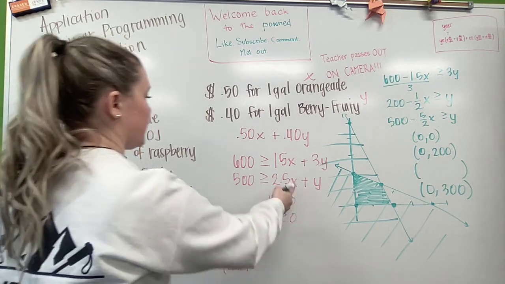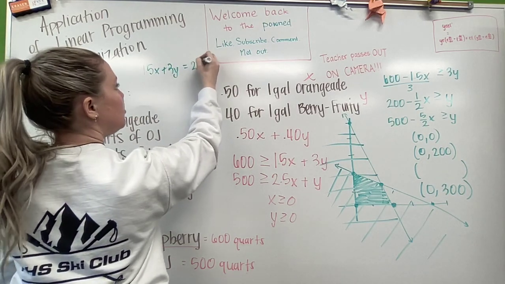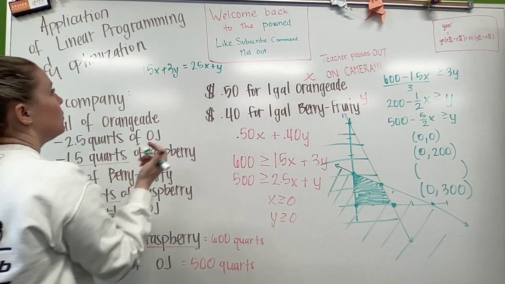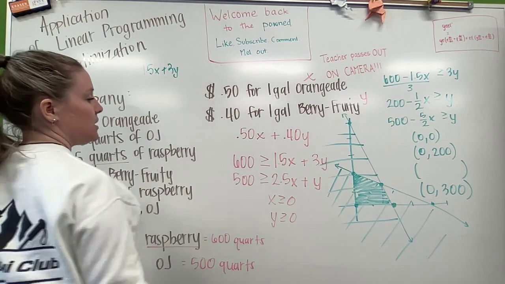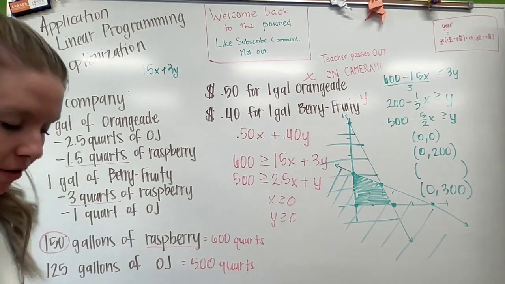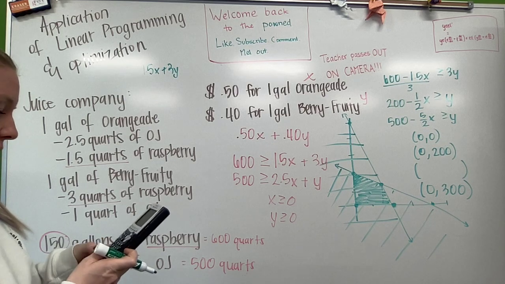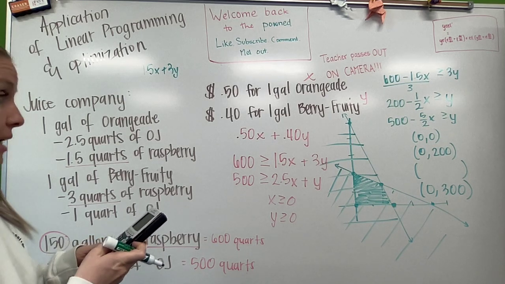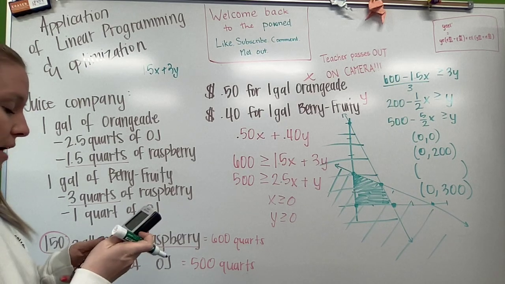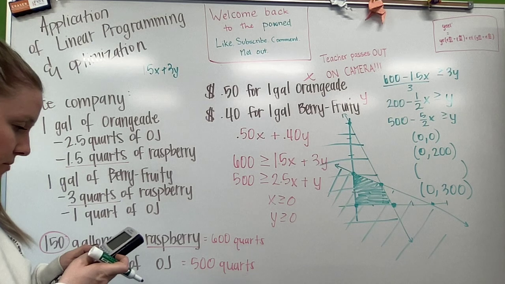Okay, so I just want to know when these guys are equal. So I'm going to take my 1.5x plus 3y, and I'm going to set it equal to my 2.5x plus y. Or we could do the elimination that we did earlier, or I could quick graph it. Let's do a quick graph. So I've got my 200 minus 1/2 x, and I have my 500 minus 5/2 x. I'm going to go ahead and graph that. Zoom out.